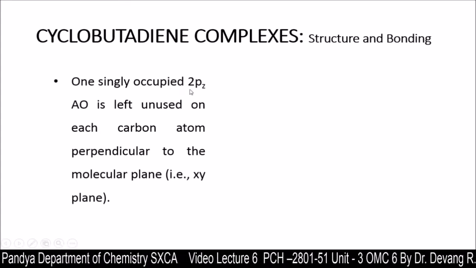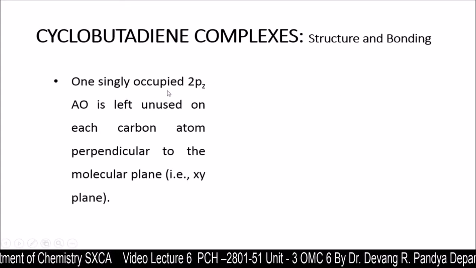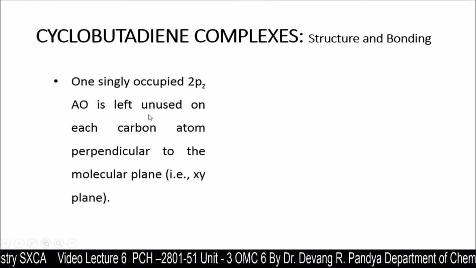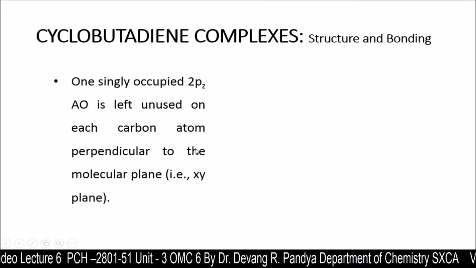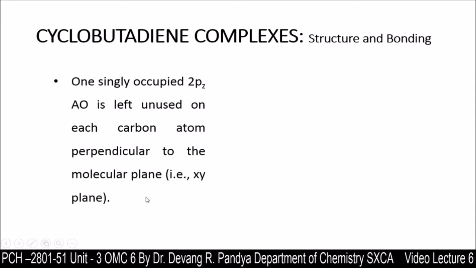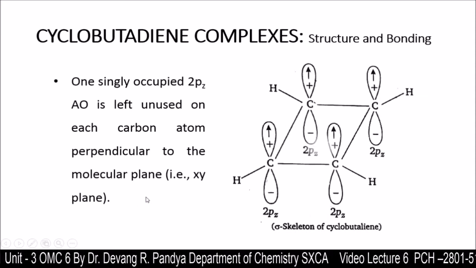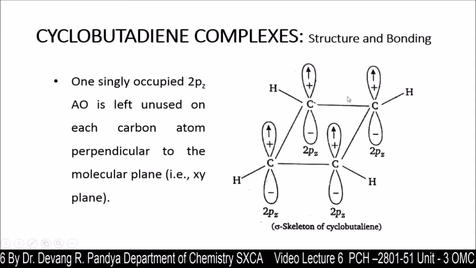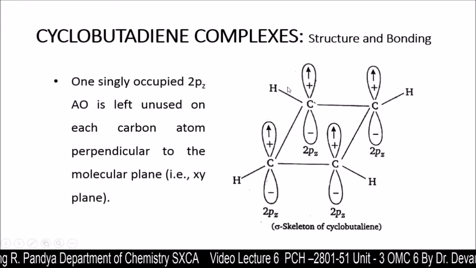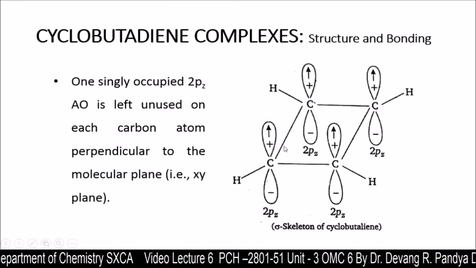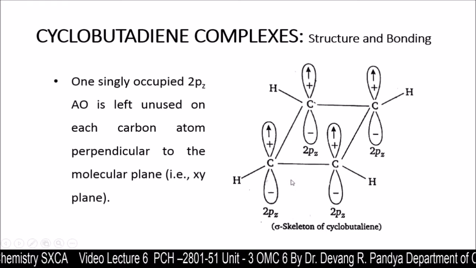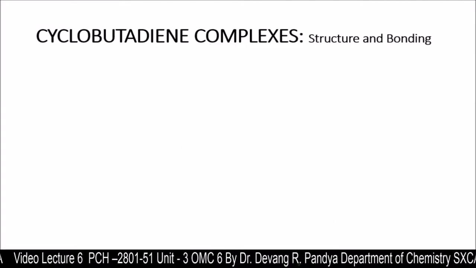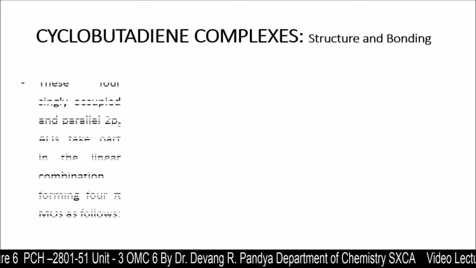One singly occupied pz atomic orbital is left unused on each carbon atom perpendicular to the molecular plane, that is the xy plane, and that we observe in each case. That is a similarity that we observe in each case, that one pz electron remains unpaired on each carbon of the sigma skeleton of cyclobutadiene, which we can observe over here, and that makes this complex more reactive.